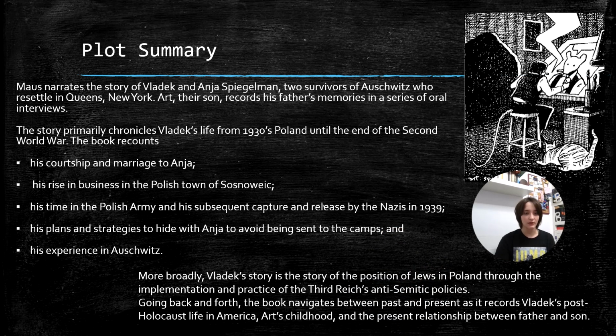Now, let's make a quick summary of the plot. So, Maus narrates the story of Vladek and Art Spiegelman, who were two survivors of the Auschwitz concentration camps, and they resettle in New York.